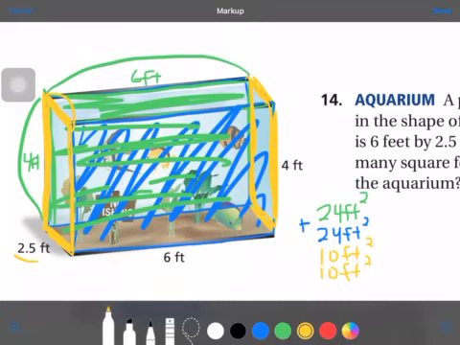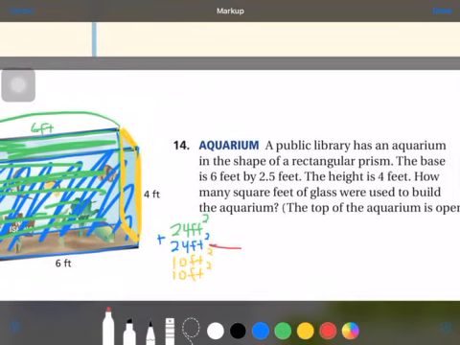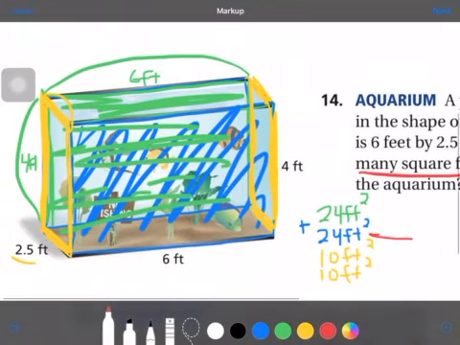So let's take a closer look at this. So again, the problem is asking how many square feet of glass were used to build the aquarium. So if we look at the aquarium, this bottom section here, that is not glass. That's some type of metal or some other material. So we're not going to include the bottom.